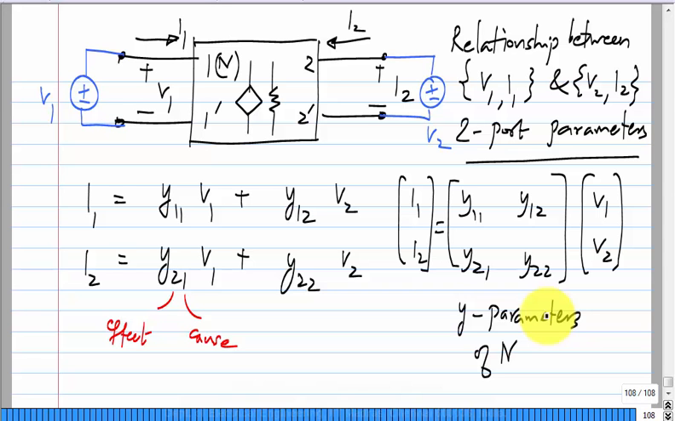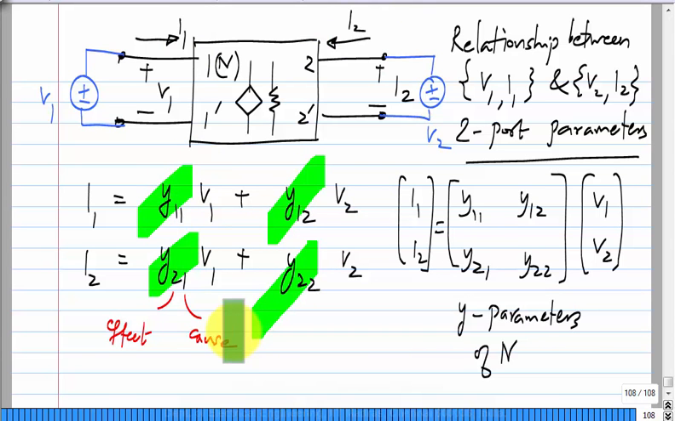Okay. Yeah. So that's the most obvious way of measuring it, right? You first set V1 to some non-zero value, V2 to 0. Okay. Then you will get these 2 parameters. You will measure the current flowing into port 1 and measure the current flowing into port 2. Okay. And then you set V1 to 0 and V2 to a non-zero value, and you will get these 2 parameters. Okay. So that's how you measure it.